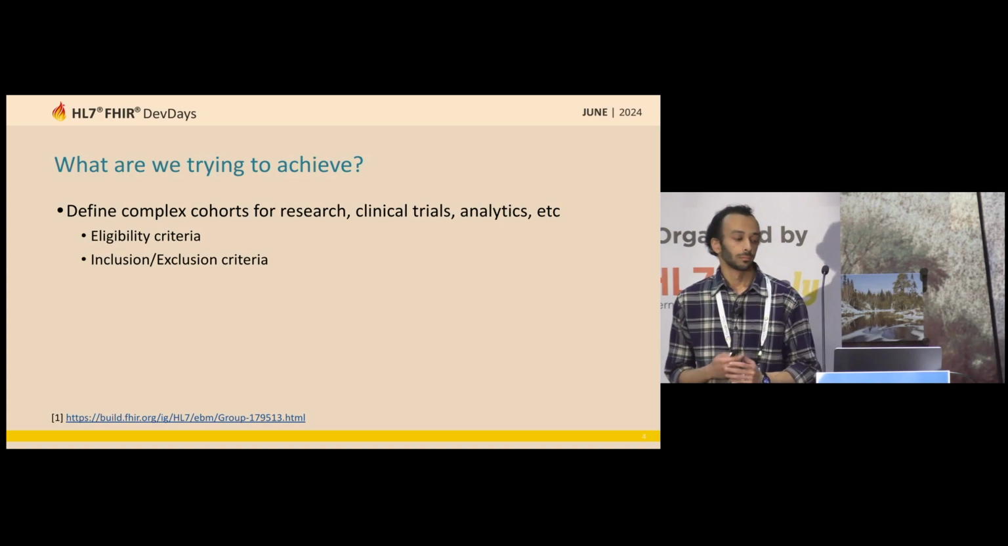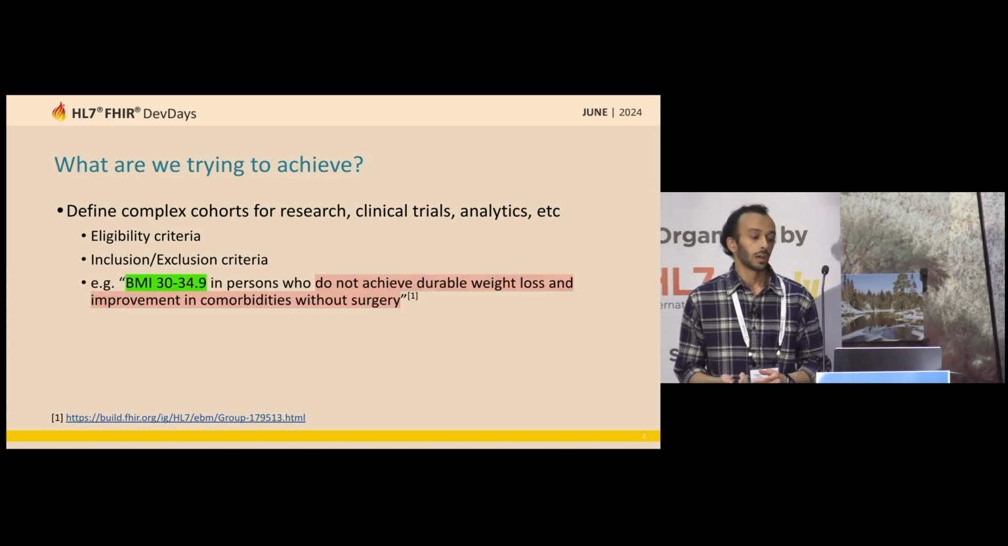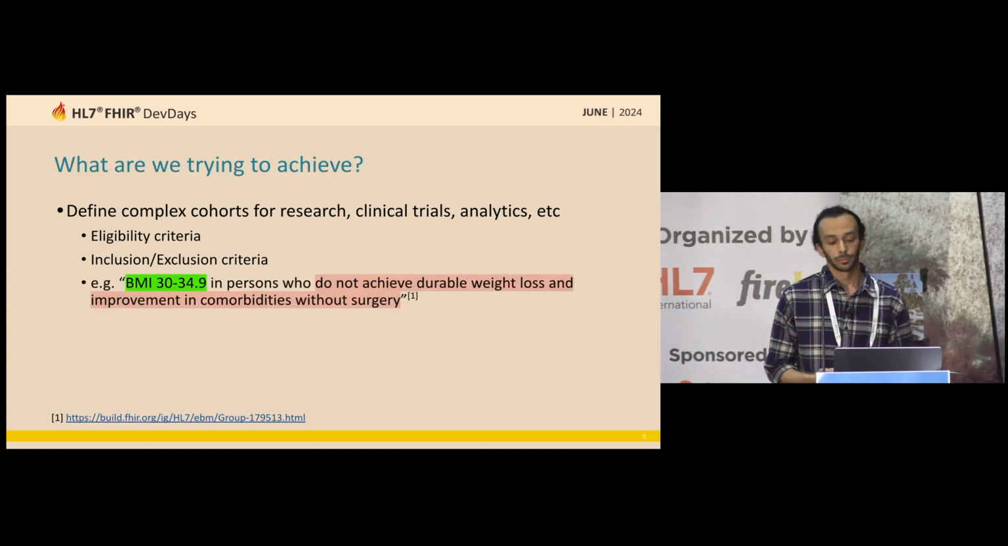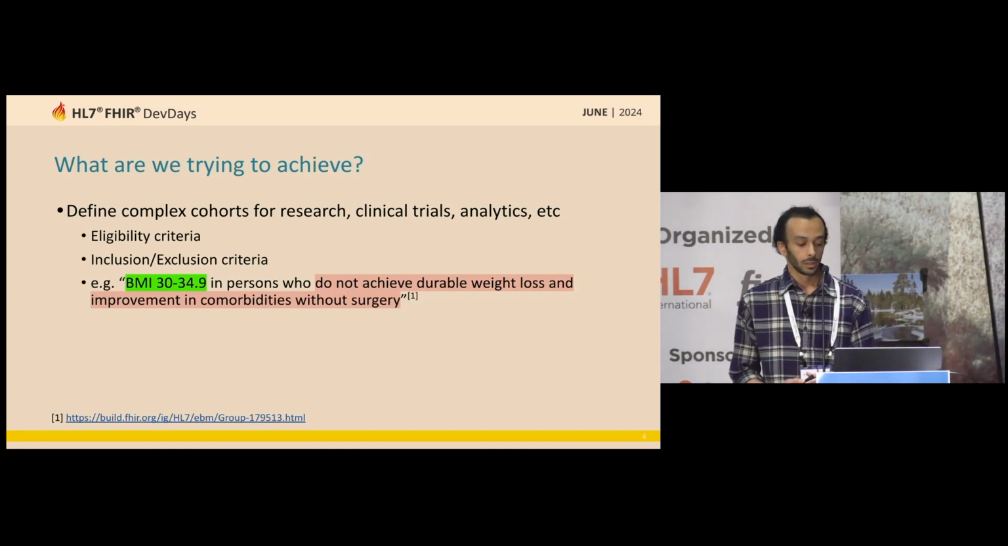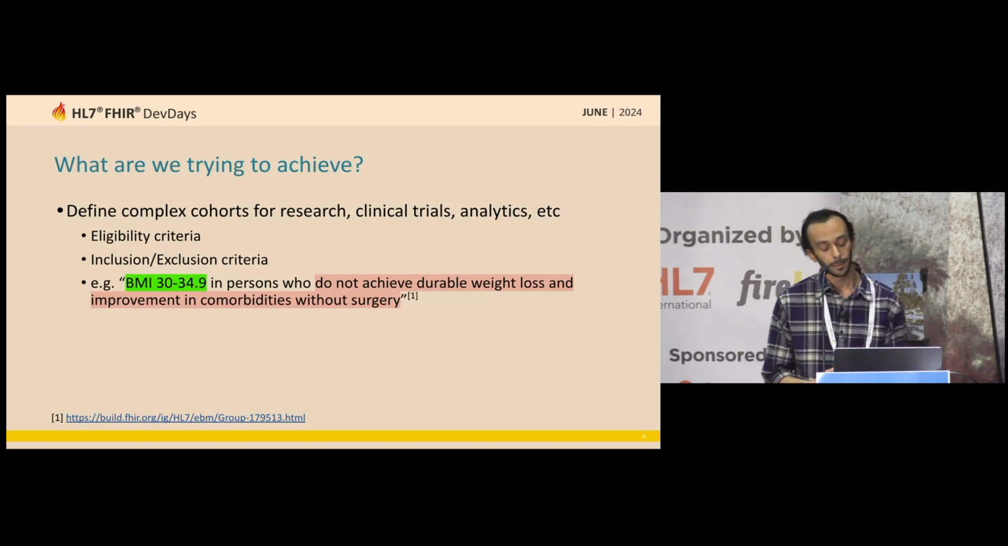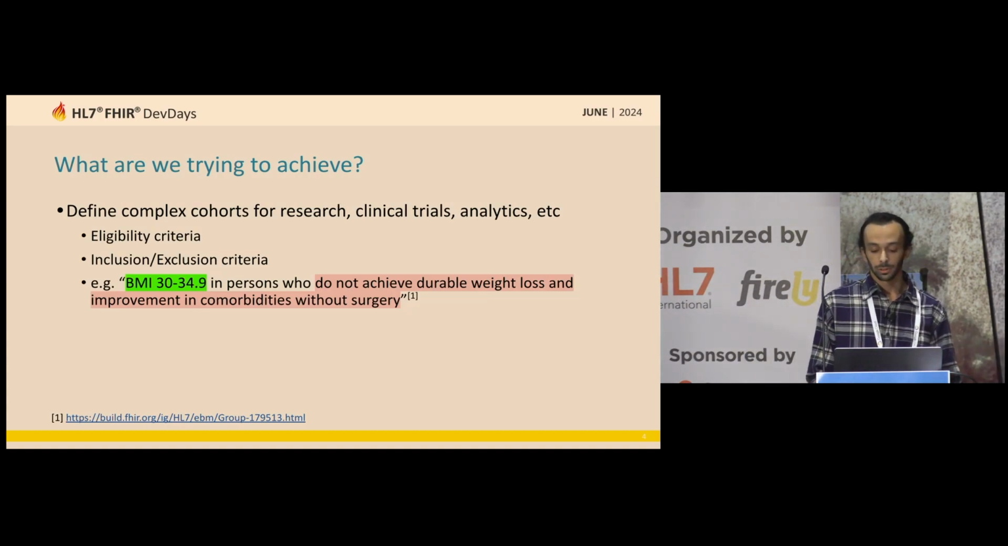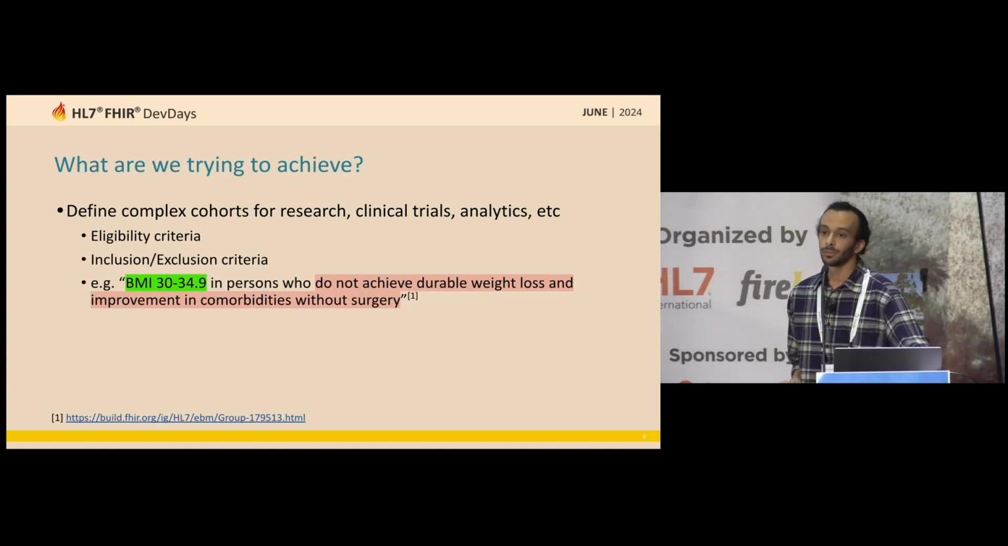So say, here's an example for a simple cohort. The green part here is an inclusion criteria. We're interested in patients with this BMI range. And the red part is basically people who did not achieve weight loss without surgery. So you can think about this in terms of excluding patients who achieved weight loss with non-surgical methods.